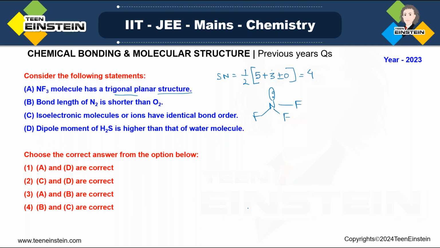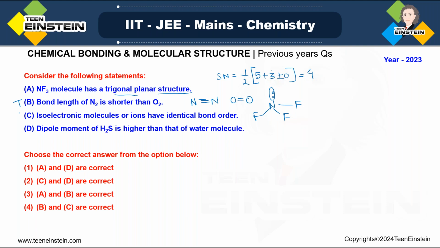Actually, without the lone pair, it will be pyramidal. So you cannot say this is trigonal planar. Trigonal planar you get when the steric number is 3, but that is not what we are getting. So this cannot be true. Then the bond length of nitrogen: nitrogen has an N-N triple bond, oxygen has a double bond. So when a triple bond is present, that is a high bond order, it will always be shorter. So this statement is basically a correct statement.